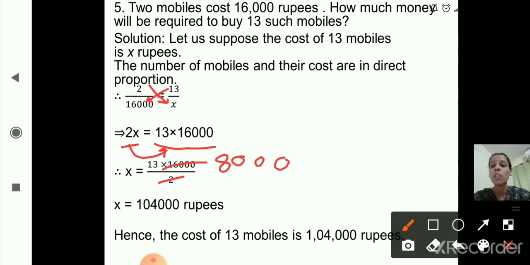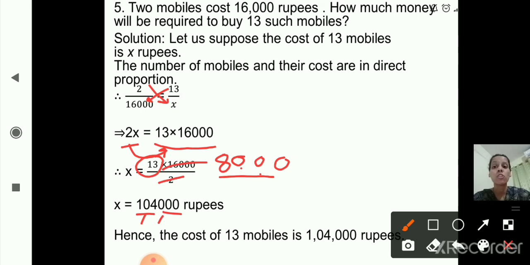Now what we got? Here it is 13 and here it is 8,000. So 13 8s are 104, and how many zeros? 1, 2, 3 zeros. So we will add 3 zeros. 13 8s are 104, and 3 zeros we will add. Okay, because it is 8,000 multiplied by 13. So 8,000 multiplied by 13 is what? 1,04,000. Okay, so this is the answer. So X is equal to 1,04,000 rupees.